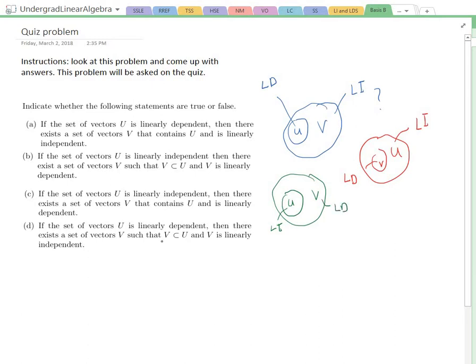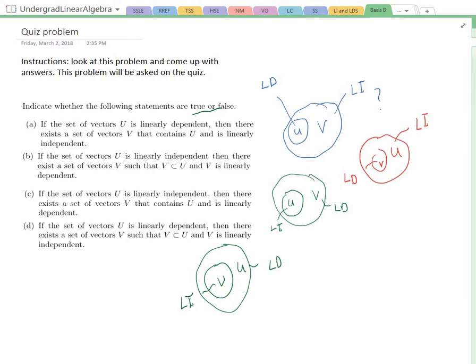Then D, the last one, is saying v is contained in u, so v is the smaller set, u is the bigger set, and here we're saying that u is linearly dependent and v is linearly independent. So the question is, which of these scenarios are possible? And the answer is either true or false. That's a good thing to think about.